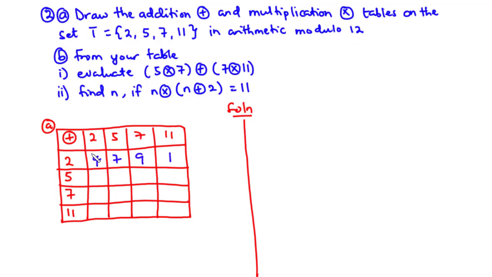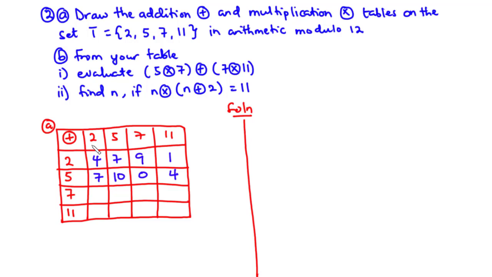5 plus 2 is the same as 2 plus 5, so we are going to have 7. 5 plus 5 is 10. 5 plus 7 is 12. 12 divided by 12 is 1, remainder 0. 5 plus 11 is 16, divided by 12 is 1, remainder 4.